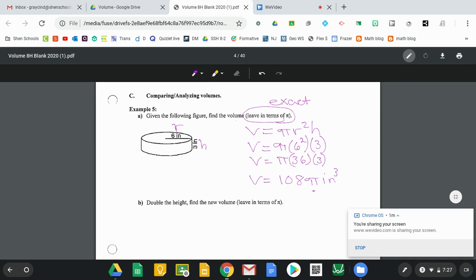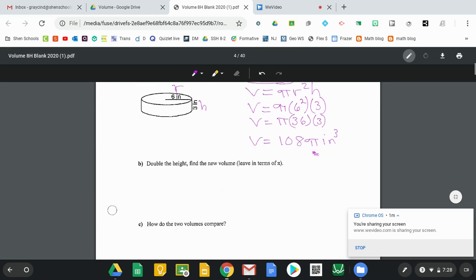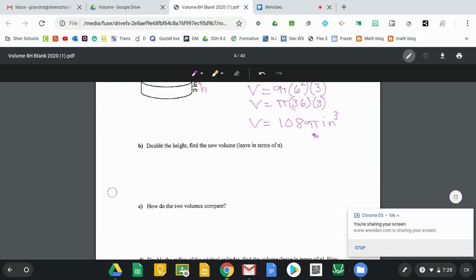Please don't forget to put that pi in. It's just not 108. You have to have the pi in there. Now that would be our volume of that cylinder. The next question says now to double the height to find the new volume. So if we double the height from the example above, the height is going to be now 6 inches.